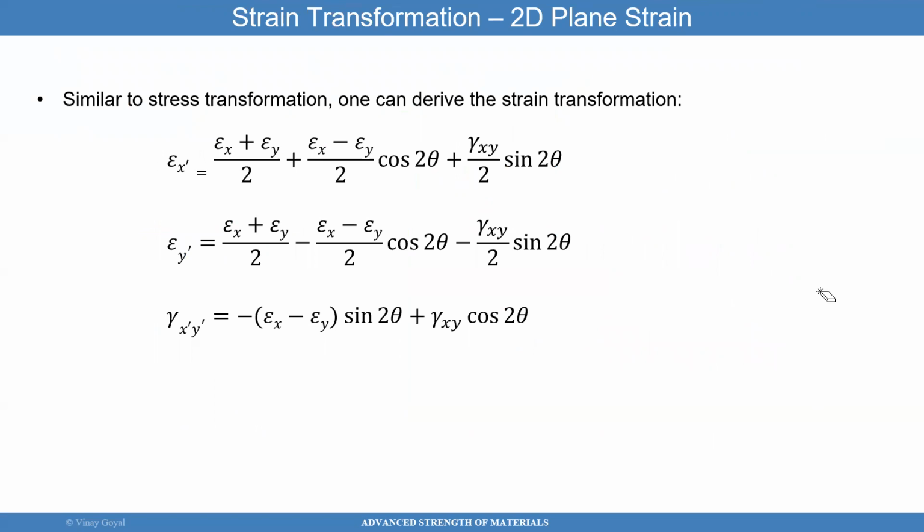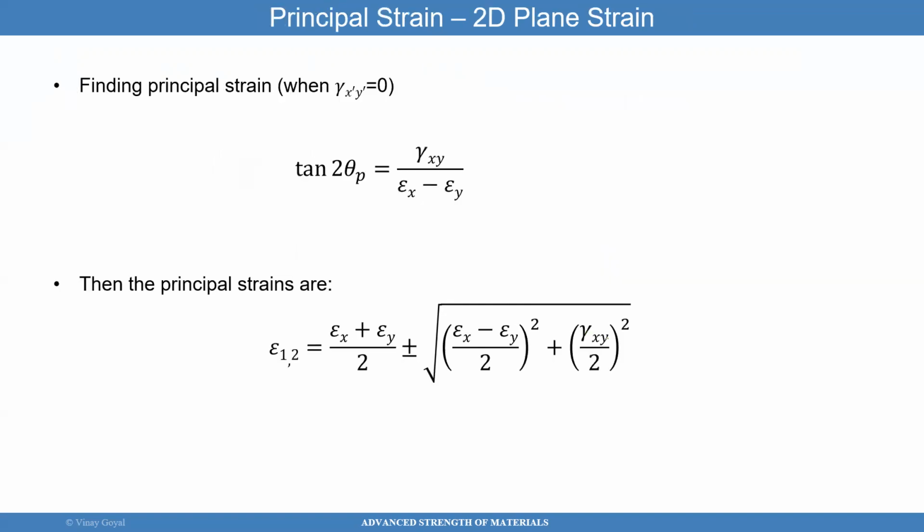Similar to stress transformation, one can derive the strain transformation, and you get pretty much the same equations that we got before. They look very similar in nature if you compare them to the stress transformation. And finding the principal strain orientation is given by this formula, and the principal strains are given by this formula. Pretty much the same formulas we had before, but now instead of stresses, there are strains.